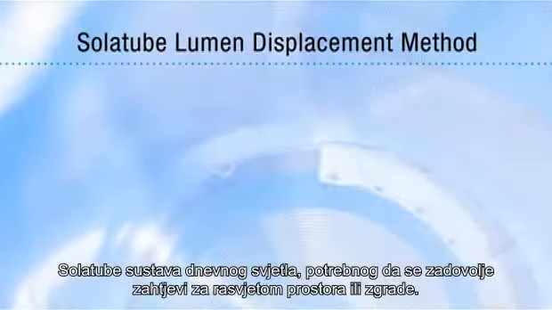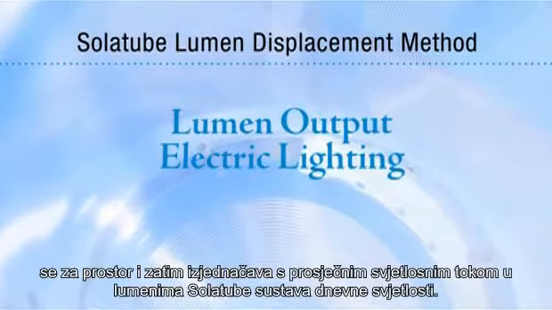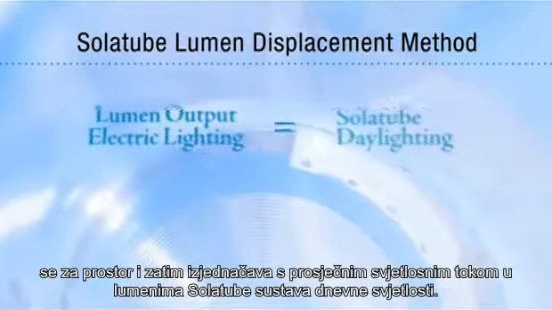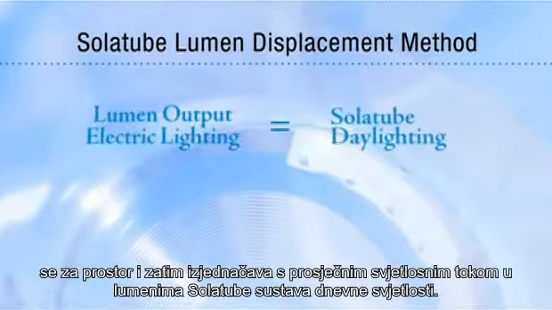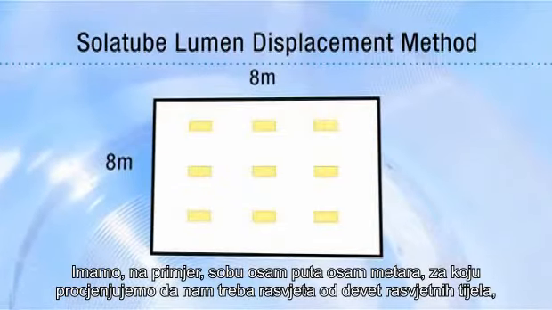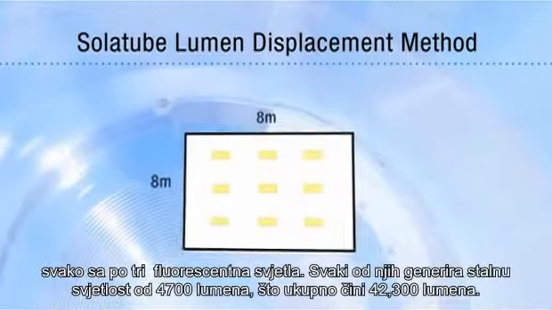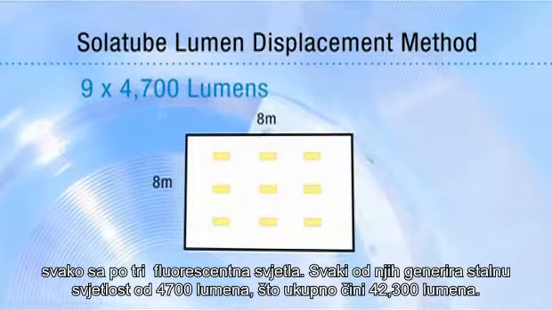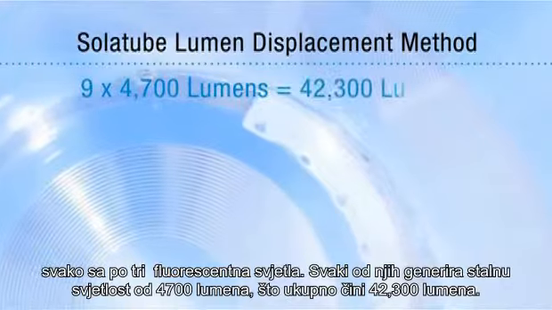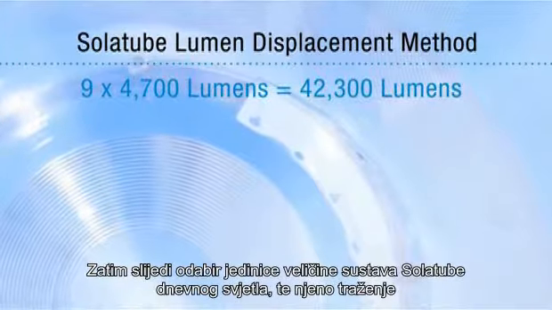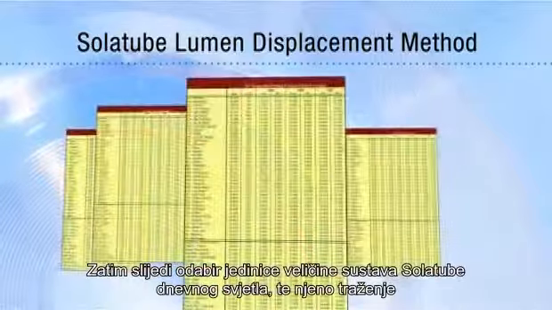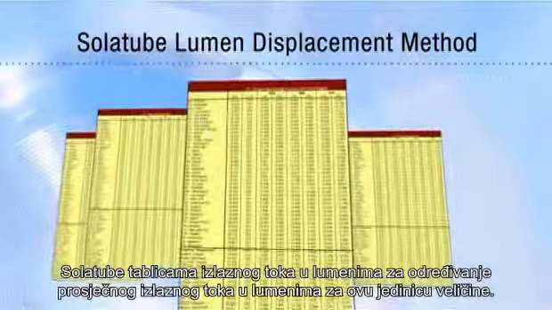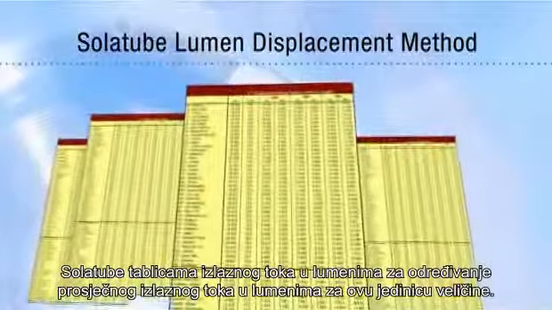With the lumen displacement method, the lumen output of electrical lighting equipment is calculated for a space and then equated to the average lumen output of Solatube daylighting systems. Let's say we have a room that is 8 meters by 8 meters. In this room, we calculate that 9 3-lamp T8 troffers each produce a maintained output of 4,700 lumens for a total of 42,300 lumens. Next, choose a unit size of the Solatube daylight system and refer to the Solatube lumen output tables to determine the average lumen output for this sized unit.